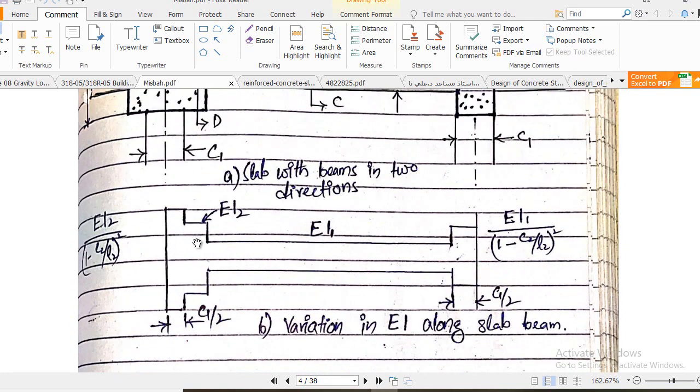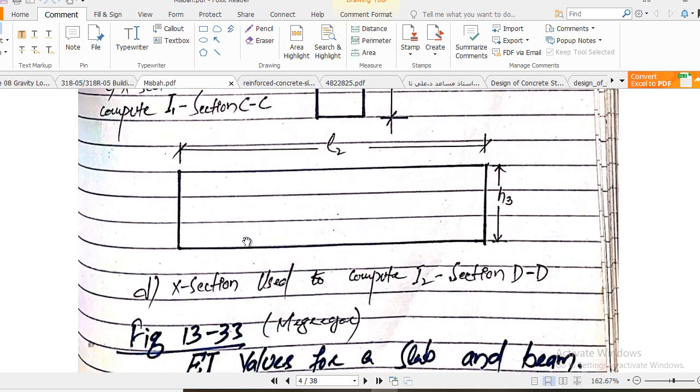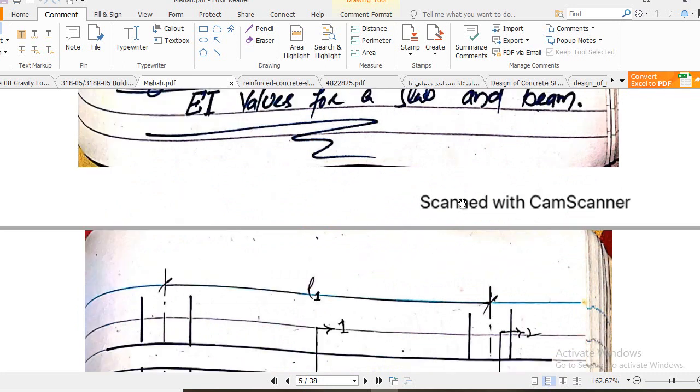Okay, here if you are going to calculate your moment of inertia at this section, that is DT, so your section will look like this shape. You have to use L2H3 cube divided by 12. Clear? And EI values for a slab beam system.